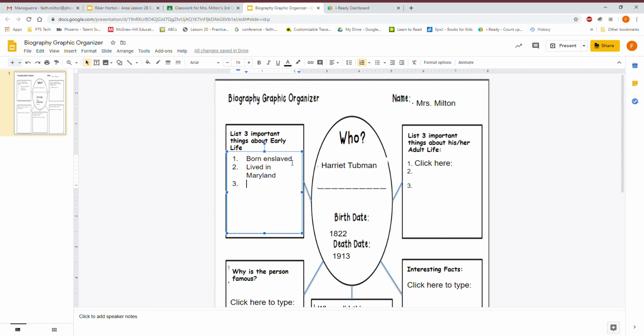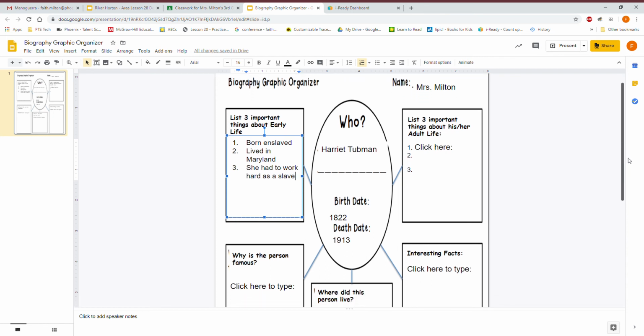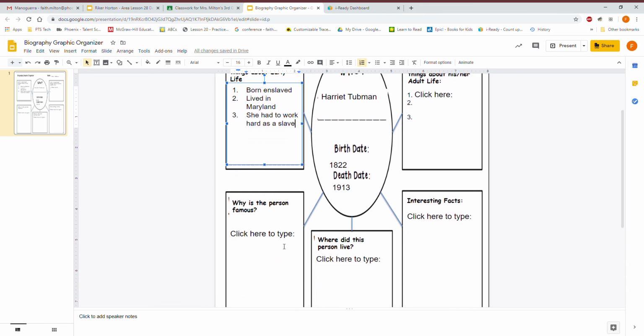And let's see here. I also know that Minty's sister Leah was sold. They were taken away. And soon after that, Minty's sister Lina was sold too. They were taken away from the family. She was loaned out to work on other plantations. So I know that she had to work hard as a slave. Okay? So they don't have to be really specific details, but just some important things about when they were younger.